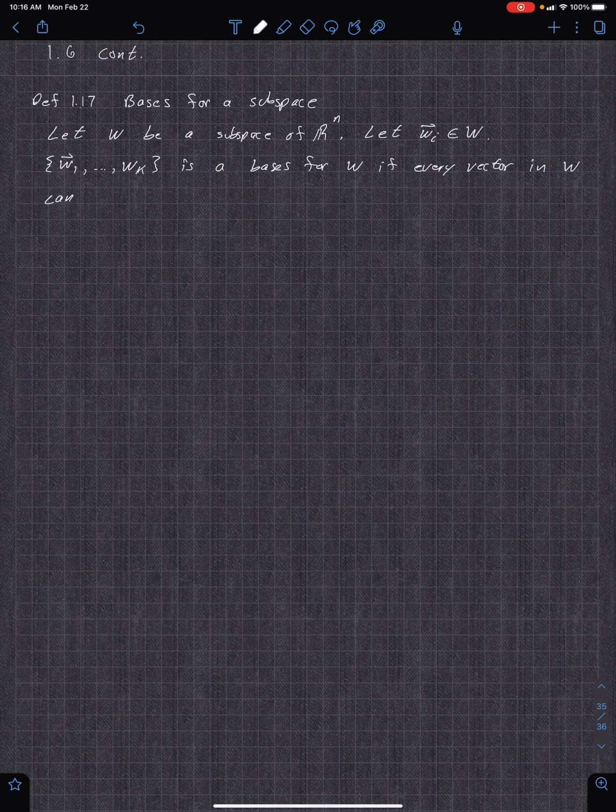So if every vector in W, so picture R2 or something, all those vectors in W can be uniquely expressed as a linear combination of those vectors, so of w1 to wk. Oops. Getting ahead of myself there.